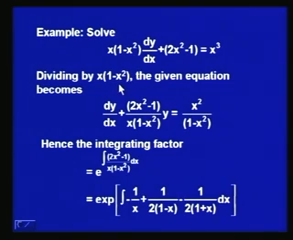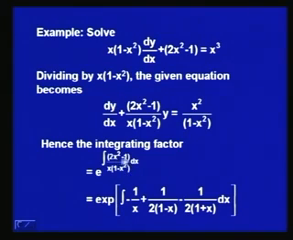So, divide by x(1 - x²), we find that dy/dx + (2x² - 1)/(x(1 - x²)) y is equal to x²/(1 - x²). Now, when we compare this with the standard form, we note that p is equal to (2x² - 1)/(x(1 - x²)), and q is x²/(1 - x²). So, the integrating factor here will be e to the power integral of (2x² - 1)/(x(1 - x²)) dx.